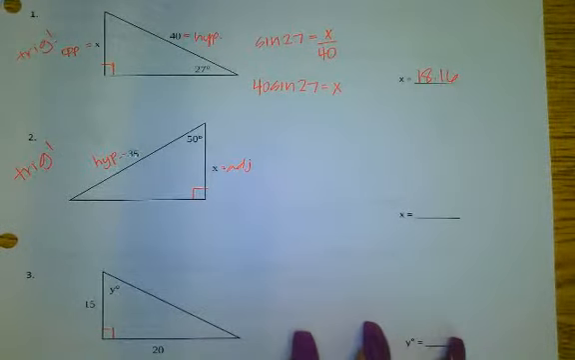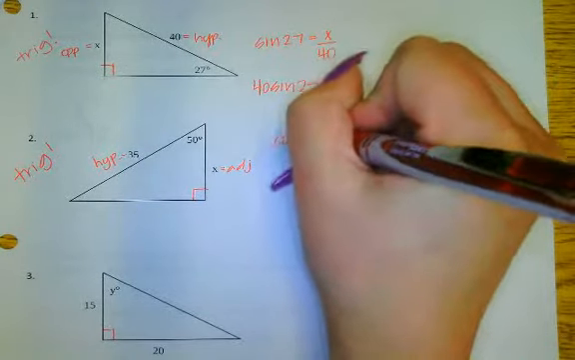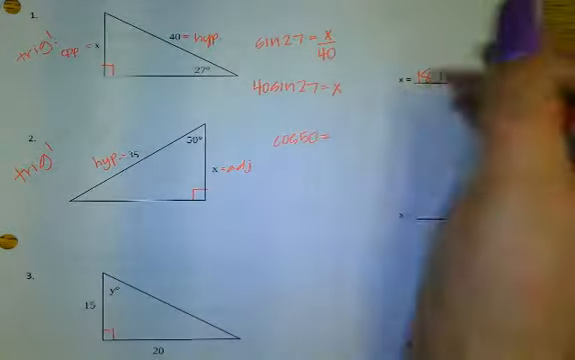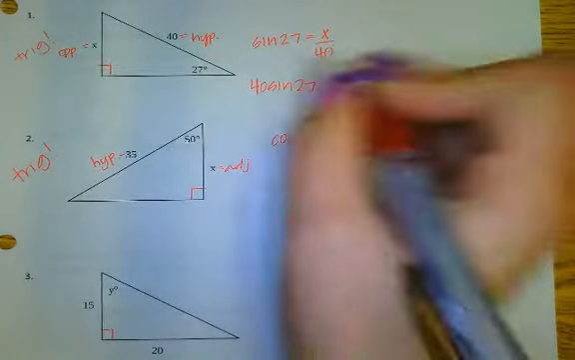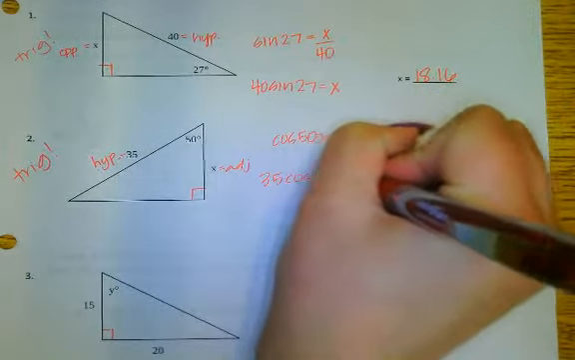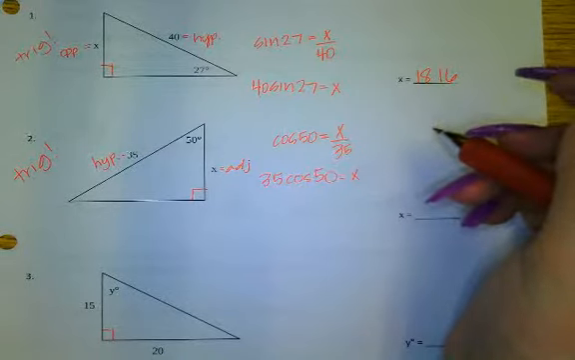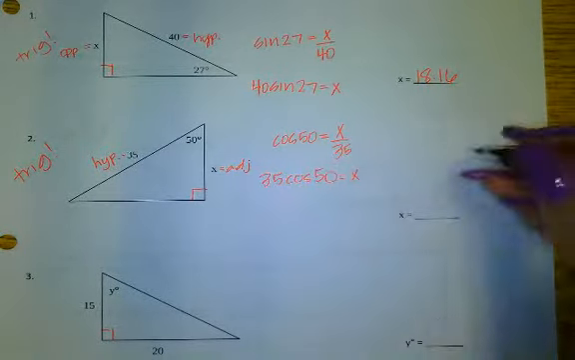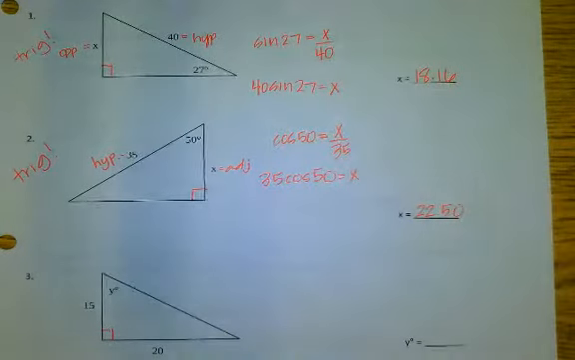Okay, what happens when you have adjacent and hypotenuse? Cosine. So cosine of 50 equals, what's the ratio? X over 35. So I have 35 cos 50 equals x. To the nearest hundredth? 22.50.